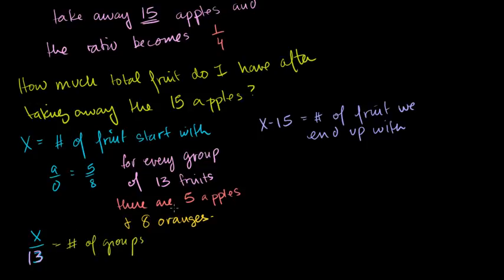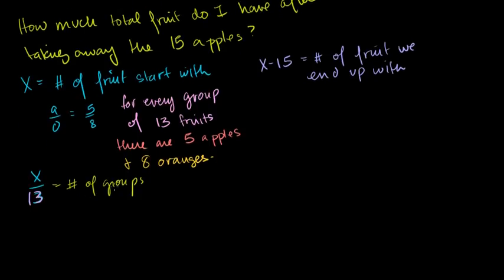Now, for every group, I have 5 apples. So how many apples am I starting off with? This is the number of groups. For every group, I have 5 apples. So I am starting off with 5 times that: 5x over 13 apples. Now, for every one of these groups, I also have 8 oranges. So how many oranges do I have? I have 8 times that, so 8x over 13 oranges. Fair enough. That's what I start off with.